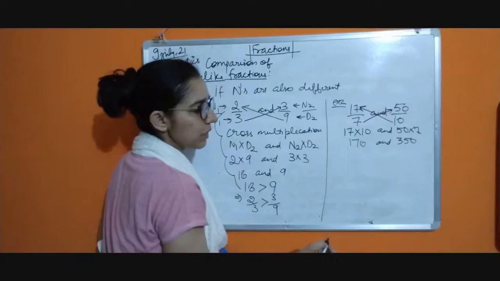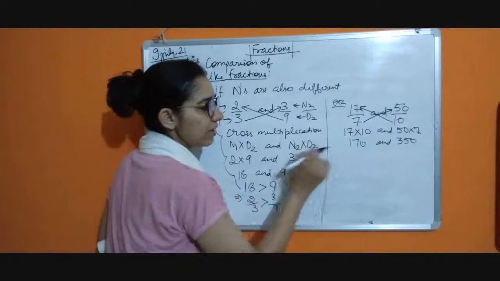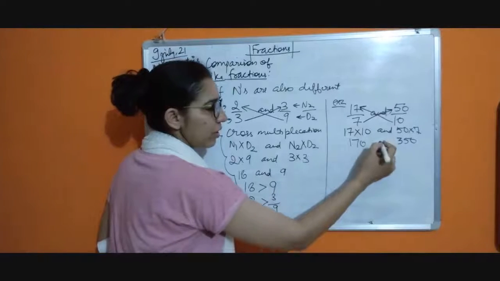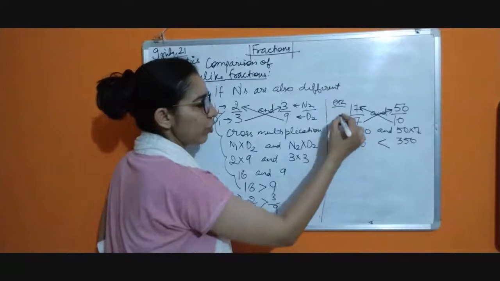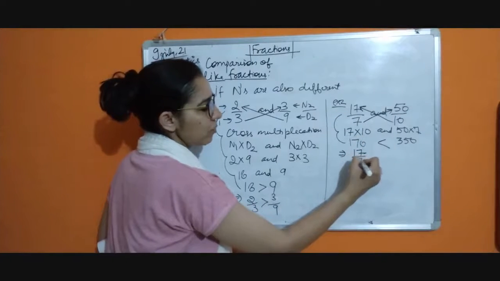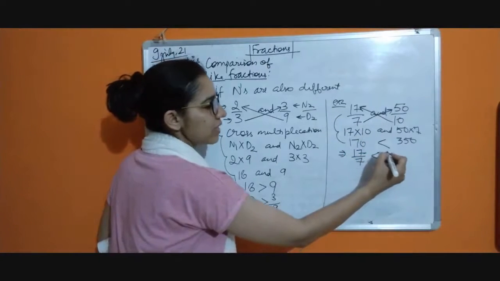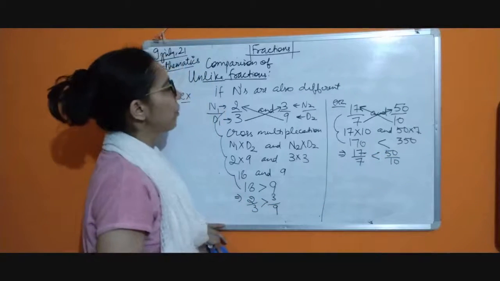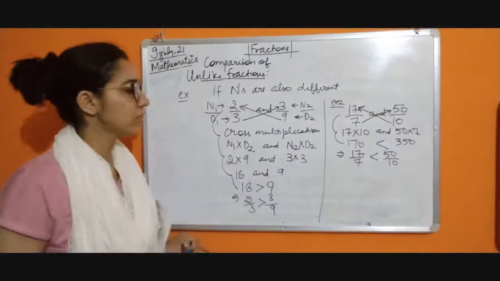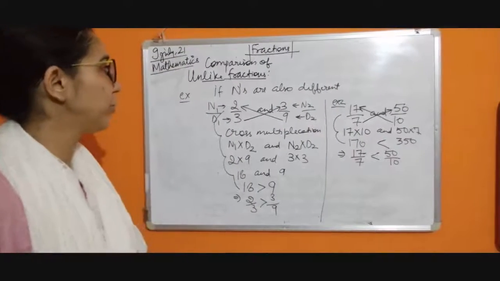Now which one is bigger? You can see that this number is bigger than this. So this number is bigger than this. It implies the corresponding fraction, 17 by 7, is going to be less than your 50 by 10. So this is how we are going to compare unlike fractions with different numerators.